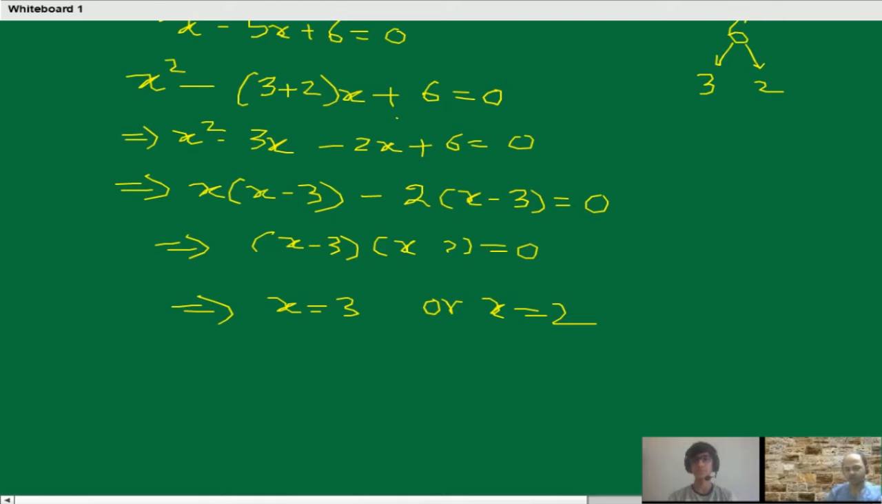Okay, so there are two values. When we solve any quadratic, there are values like one would be 3, the other one would be 2. So solving a quadratic will give us two values. They might be equal, they might be unequal as well.